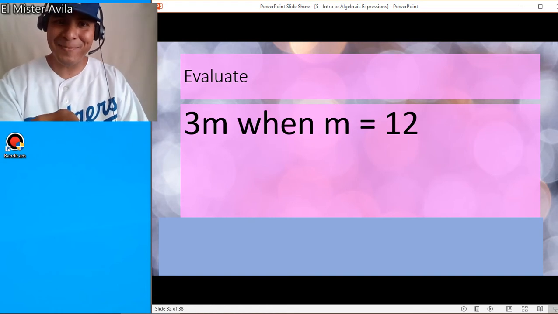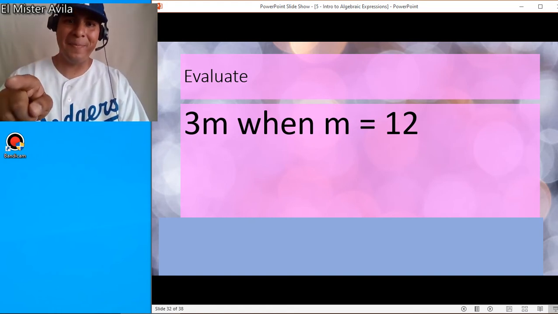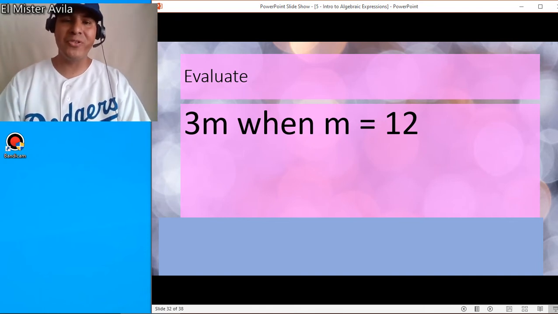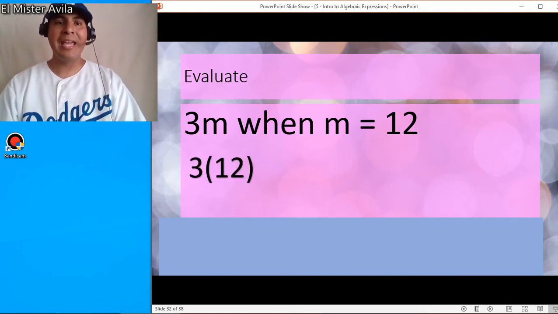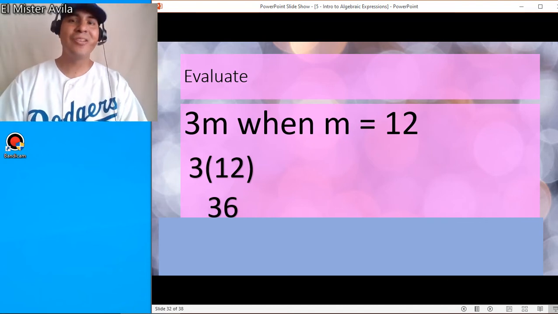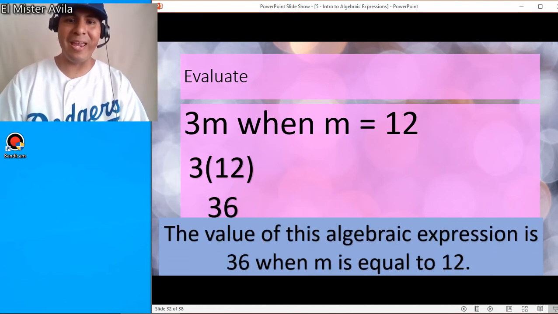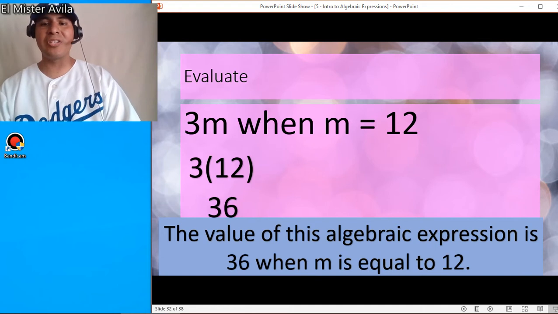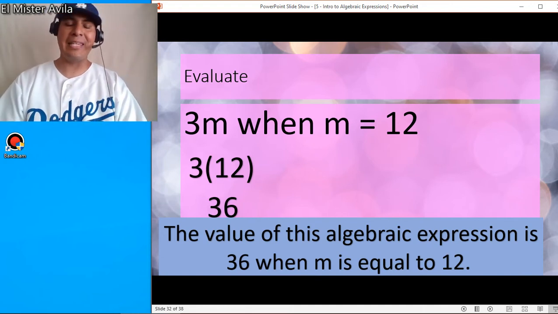What does that say again? 3m? That doesn't say 3m. That says 3 times m. And m is equal to 12, so we write 3 times 12. And 3 times 12 is 36. No problem, piece of cake. You're understanding algebra on your first day. The value of this algebraic expression is 36 when m is equal to 12.